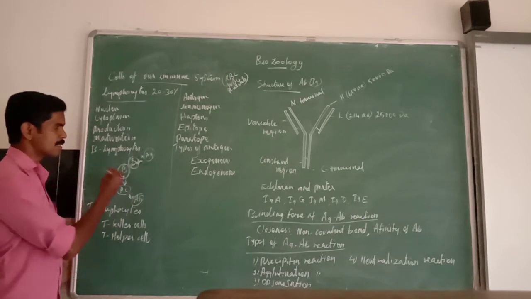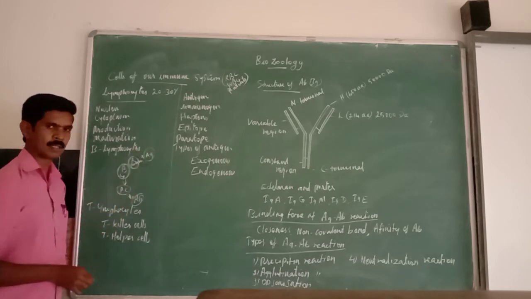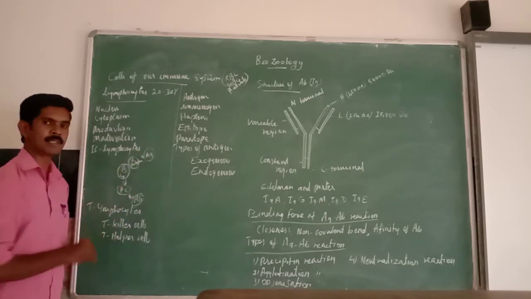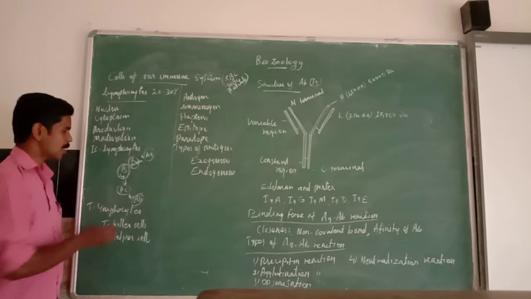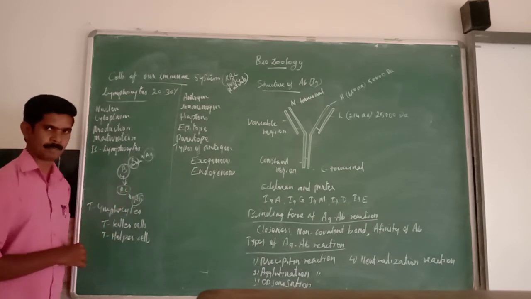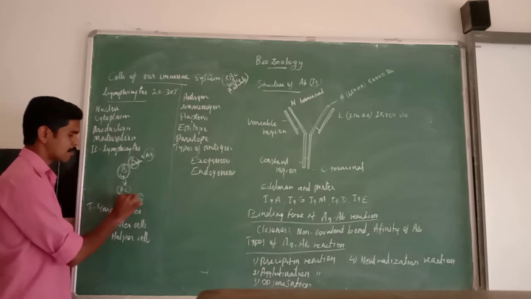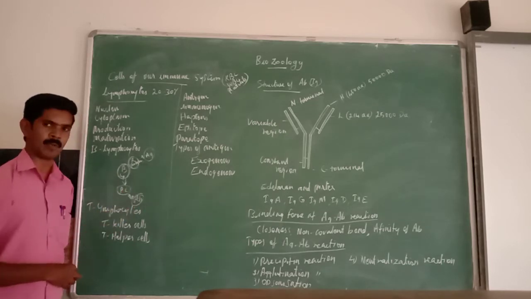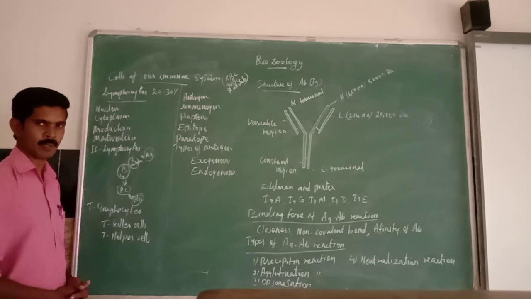When this receptor protein comes into contact with an antigen or foreign particle, immediately the B lymphocyte is activated. This activated B lymphocyte immediately produces one more cell, called plasma cells. These plasma cells produce a large amount of antibodies.